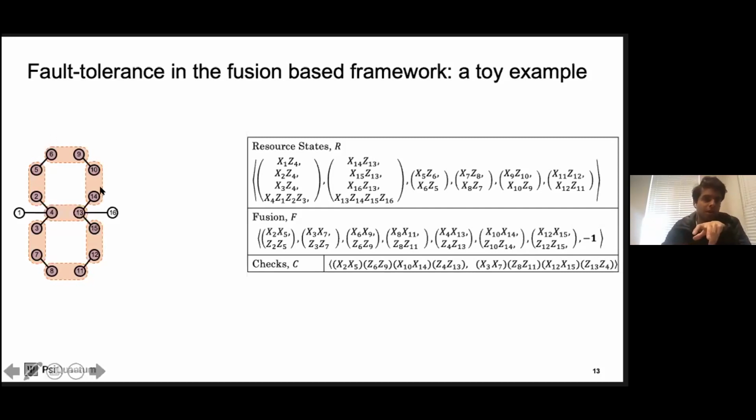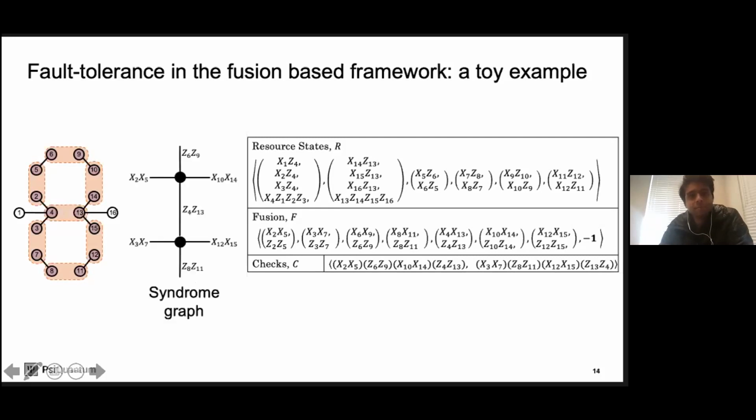This single loop gives me one particular check which is described here, and this loop here gives me another check which I've written up here. These checks can be graphically represented in the form of a syndrome graph. Every node here represents a check. So this node comes from this particular check, and this node comes from this particular check. And every edge here represents a measurement from a fusion. For instance, since this check had these four measurements that constituted it, this particular check in the syndrome graph has these four neighboring measurements.